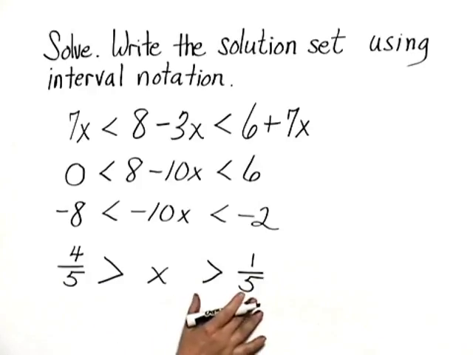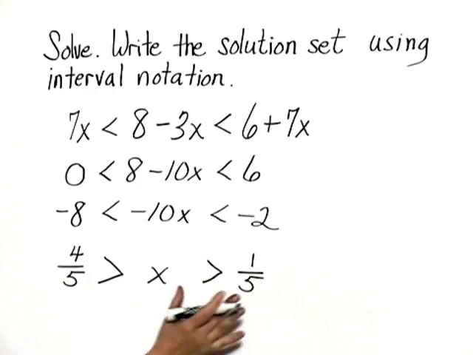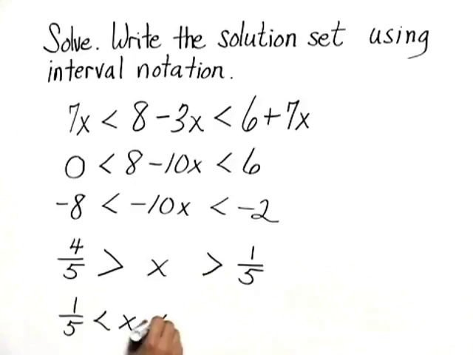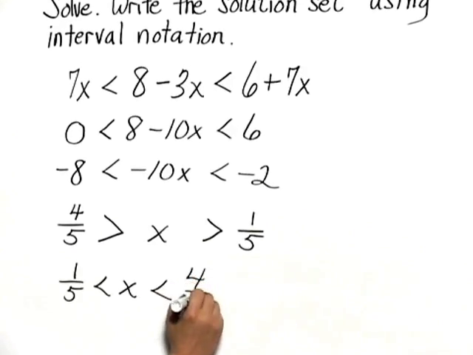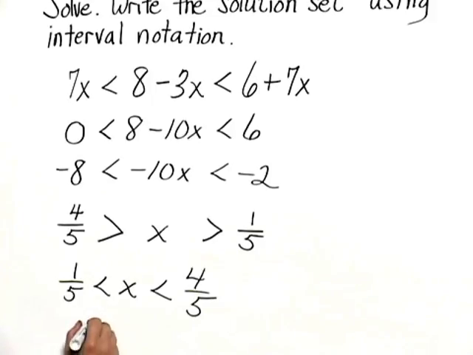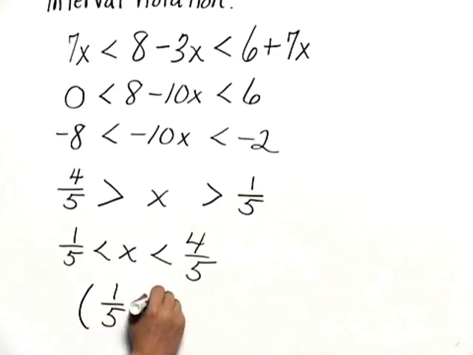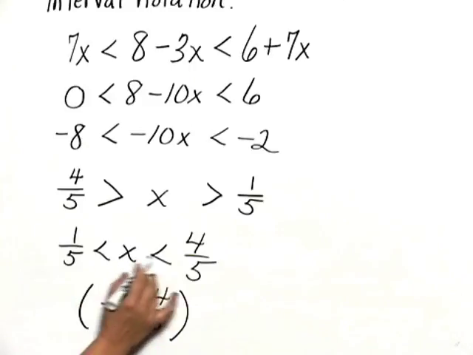Normally we would write this with the smaller number first, so let's write it in the reverse order. 1/5 is less than x, and x is less than 4/5. To write the solution set using interval notation, we would write the interval from 1/5 to 4/5, and we do not include the endpoints because we have the symbols less than.